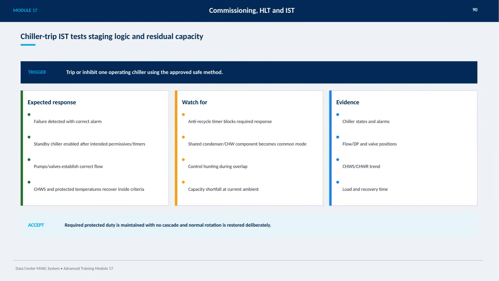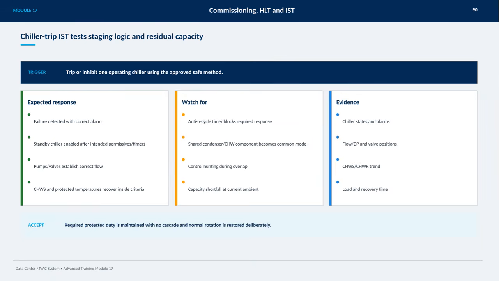On this slide, we're focusing on the chiller trip IST tests, which evaluate the staging logic and residual capacity of the system. The test is triggered by tripping or inhibiting one operating chiller using a safe, approved method. The expected response is that the failure is detected with the correct alarm, and the standby chiller kicks in after the necessary permissives and timers. Pumps and valves should then establish the correct flow, and both chilled water supply and protected temperatures must recover within the defined criteria.